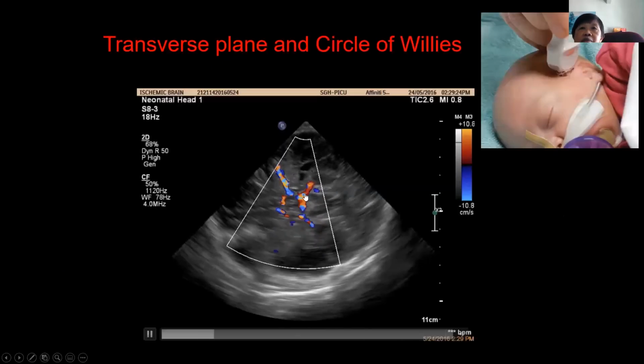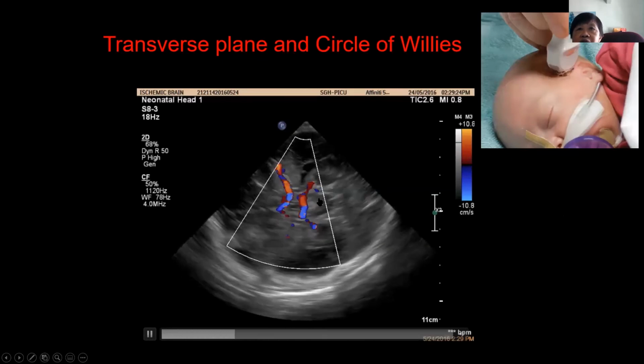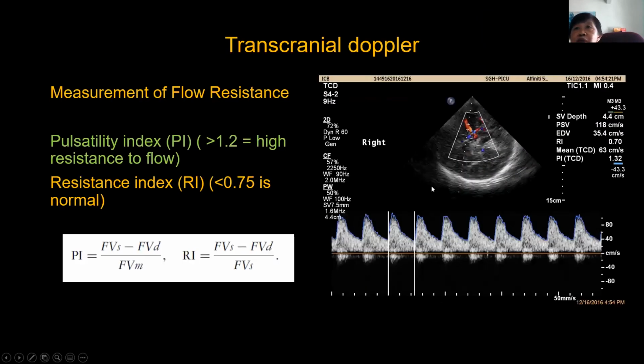So here is the base of the brain. The circle of Willis is here. You can see the middle cerebral artery and the posterior cerebral artery, and you can actually look around. Actually, this patient had a bit of subdural effusion too. But we want to measure the flow: you put your pulse Doppler over the middle cerebral artery, and then you start your measurement, and this is what you'll find.